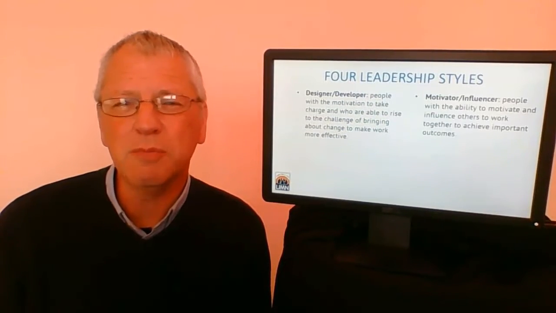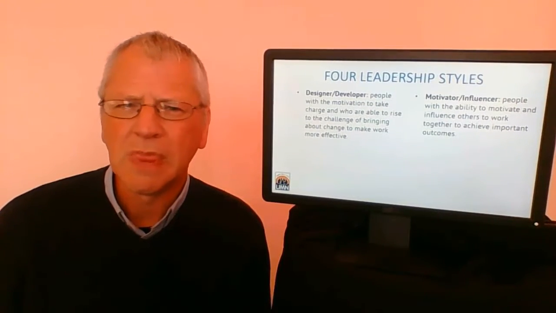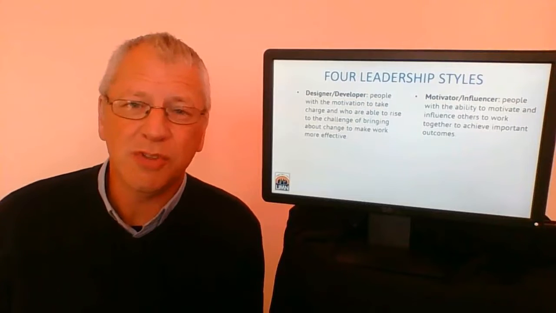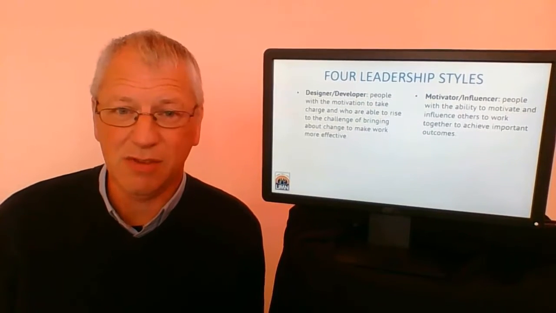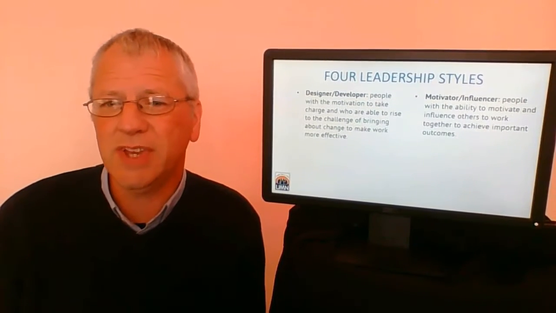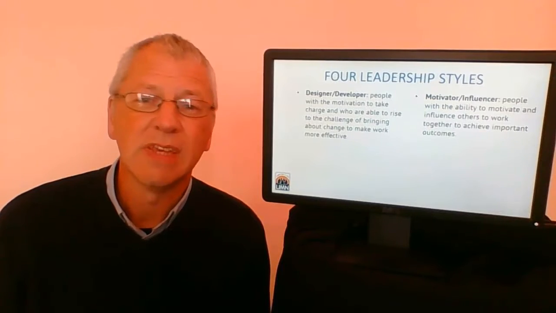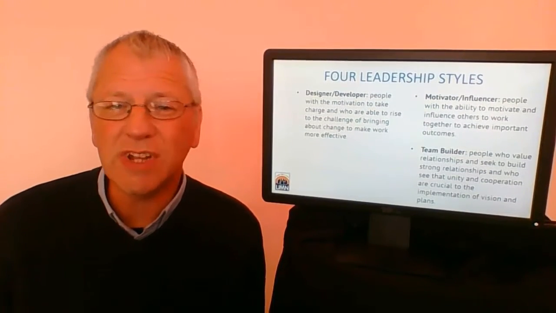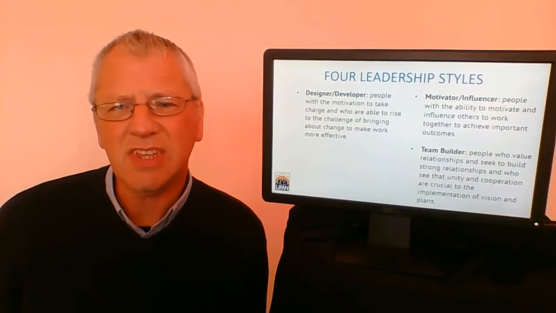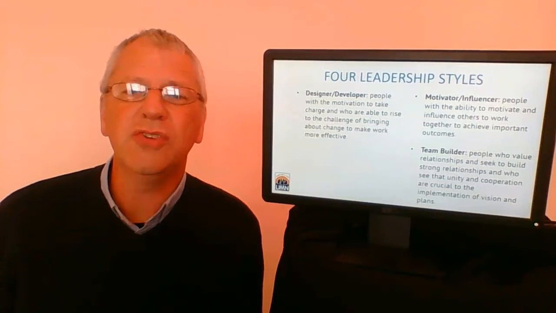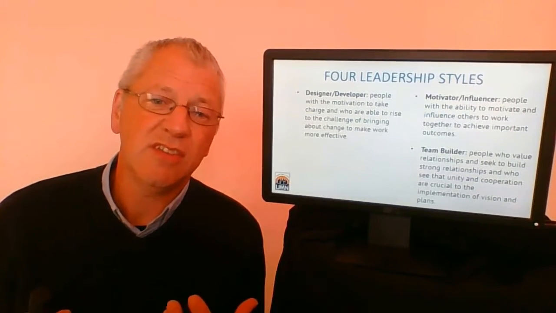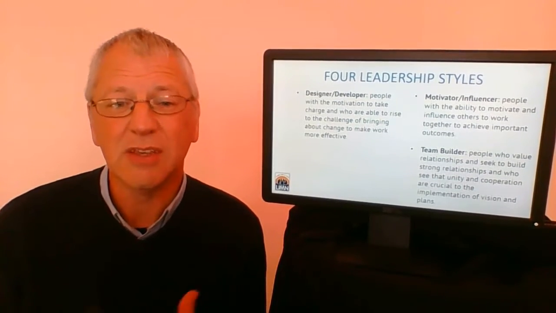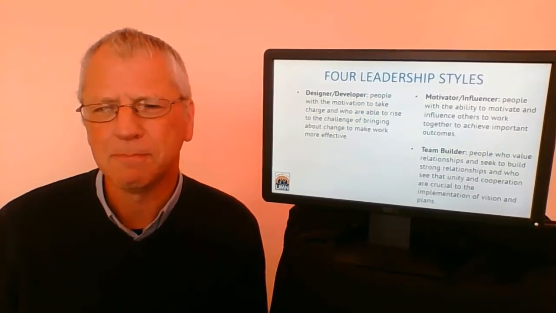The second one is the motivator influencer. These are people who have the ability to motivate, to influence other people to work together to achieve important outcomes. Third one, team builders. These are people who really value relationships, and they seek to build strong relationships, who will then see that unity and cooperation as being crucial to implementing the vision and the plan.